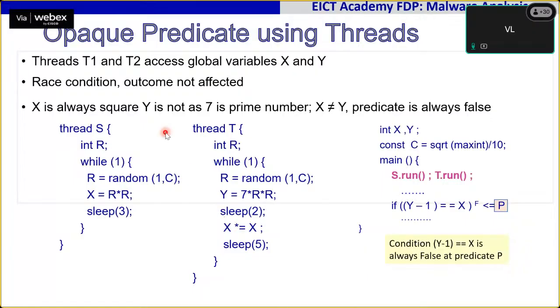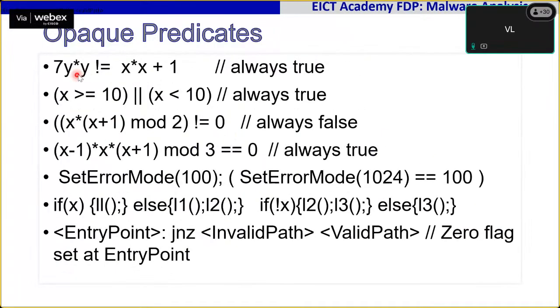This is another example. Now here we are using 7y square equal to x square plus 1. This is a predicate, we talked about that. 7y square equal to x square plus 1. So 7y square is never equal to x square plus 1.